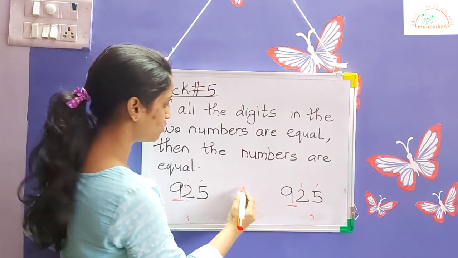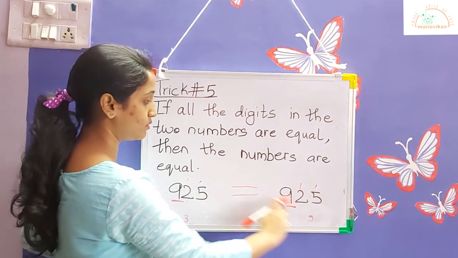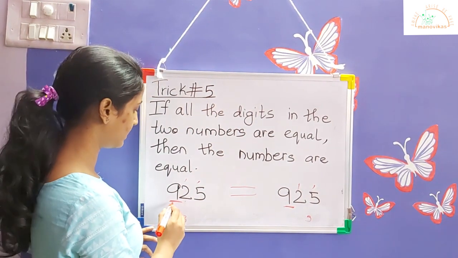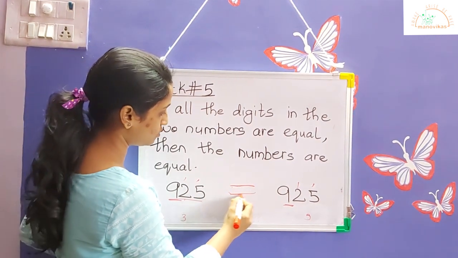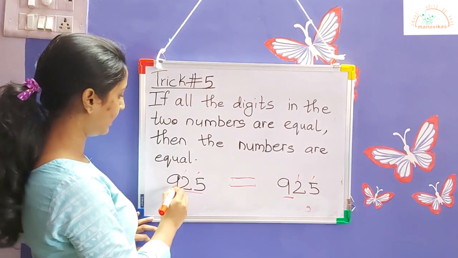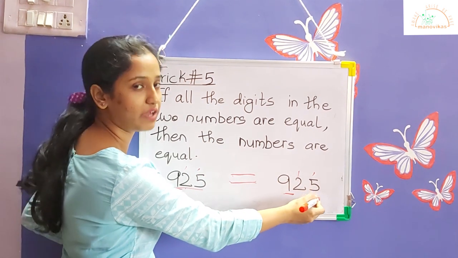So now we use the equal to sign because both the numbers have an equal number of digits and the same digits. So we say that 925 is equal to 925. I repeat, 925 is equal to 925.